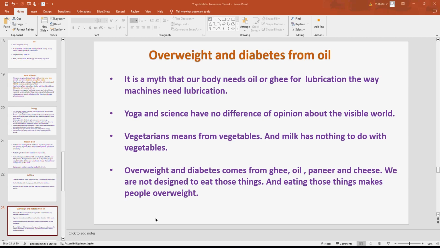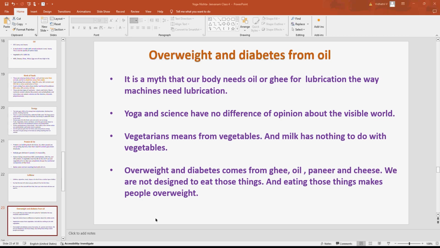Particularly if you look at the diet of people who are living in the cities, whether in India or in other countries, you find there is a huge population who are overweight and diabetic, right? Diabetes is very, very rampant in India. You see a lot of people who are overweight and diabetic.